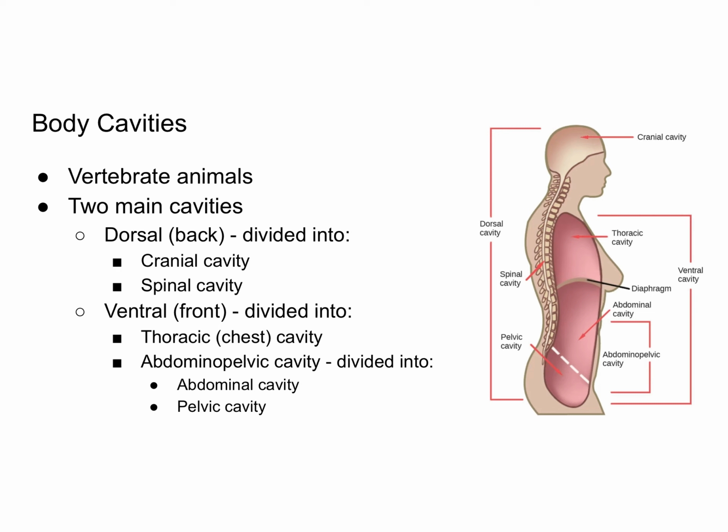Vertebrate animals also have body cavities, and this is associated with the coelom. So we'll take a look at this human here and take a look at her body cavities. So there are 2 main cavities. There's the dorsal cavity and the ventral cavity.